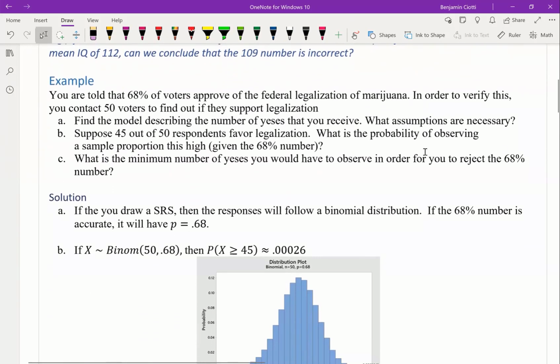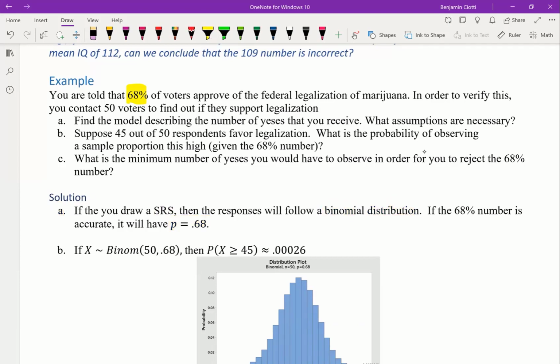Here's the answer to the question. So I asked what model describes the responses. Well, if you are sampling randomly from the population, remember, SRS means a simple random sample. It means each person in the population is just as likely to be picked as each other person. And if the population does indeed adhere to the 68% being in favor of legalization statistic, then our responses will follow a binomial distribution with probability of success being 0.68.